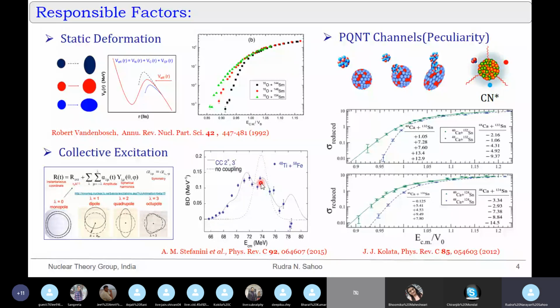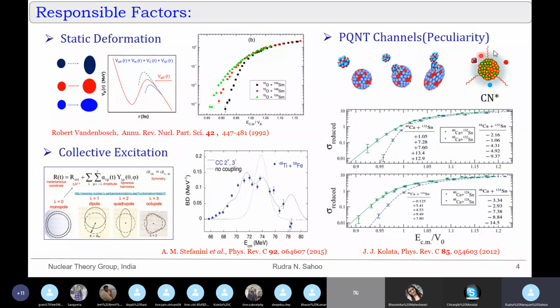Since the barrier is slightly reducing here, our fusion cross section is increasing by orders of magnitude, because the Coulomb barrier reduces the fusion cross section exponentially as we go down. That's why a slight change in the barrier actually enhances the cross section by orders of magnitude. And static deformation and collective excitation are the obvious factors, because when two nuclei come towards each other, these two factors come automatically, because nuclei are many-body quantum mechanical particles.